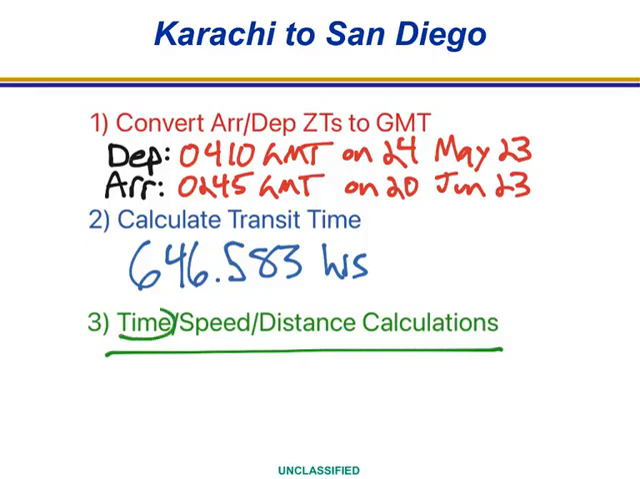We just calculated that the transit time was 646.583 hours. We are looking for the speed. We also need our distance. We'll show you in the next video how to go into Pub 151, distances between ports, to figure out the distance between 2 ports, in this case, Karachi, Pakistan, and San Diego, California.